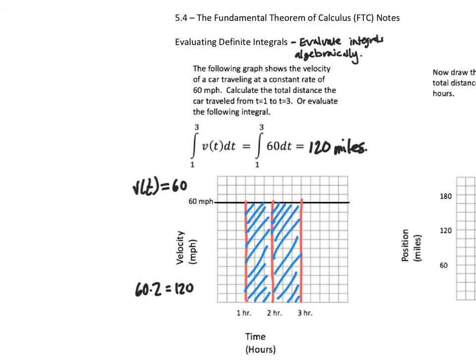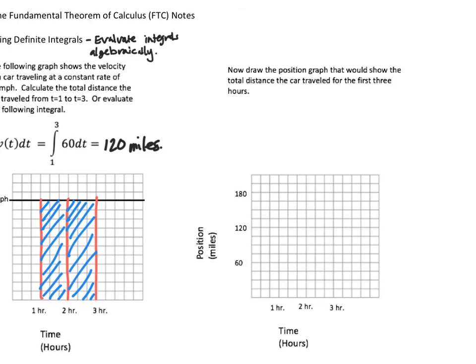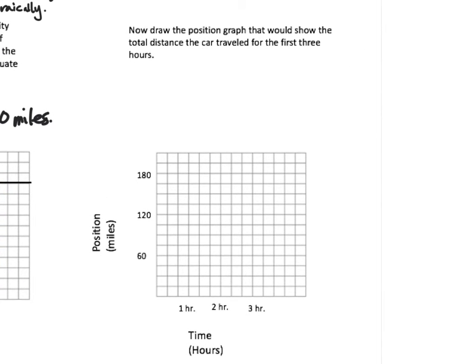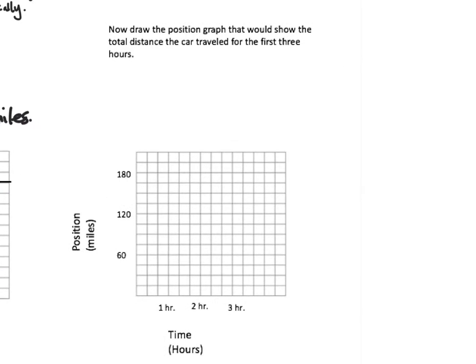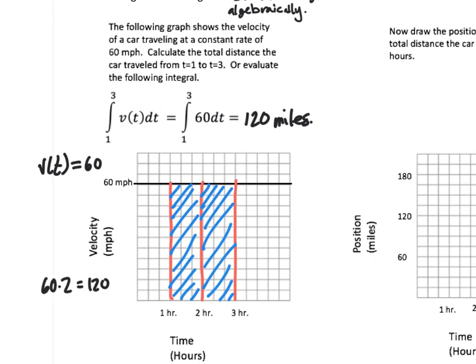So now what we want to do is draw the position graph that would show the total distance the car traveled for the first 3 hours. Okay, so now all of a sudden this is a position graph. We are no longer in a velocity graph. Notice how my time is in hours and my y values are measured in miles, okay? That was different here. Here our time was hours, but then our y value was measured in miles per hour. That's a rate. That's why this is a velocity graph.